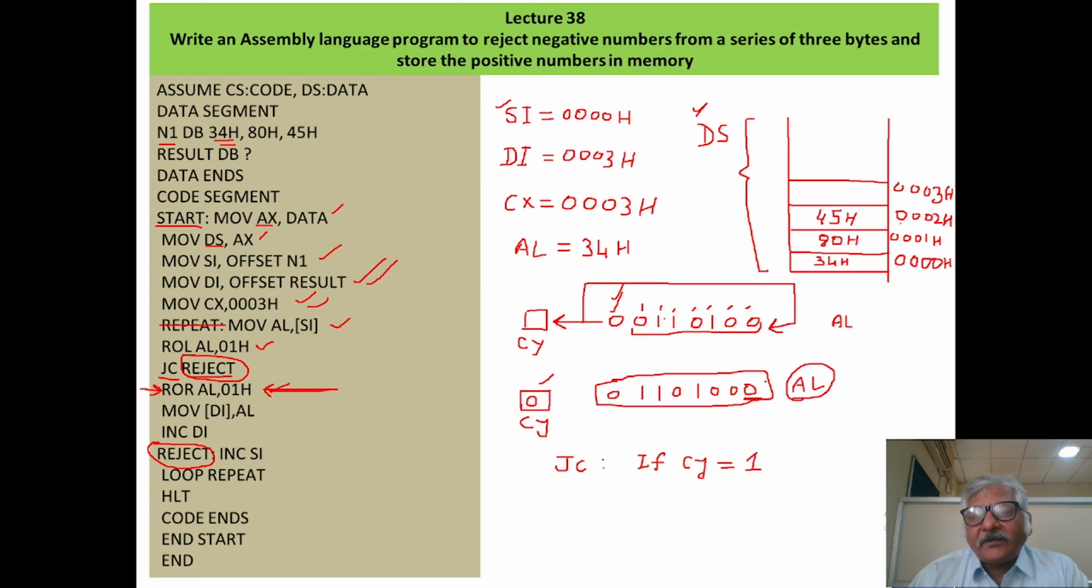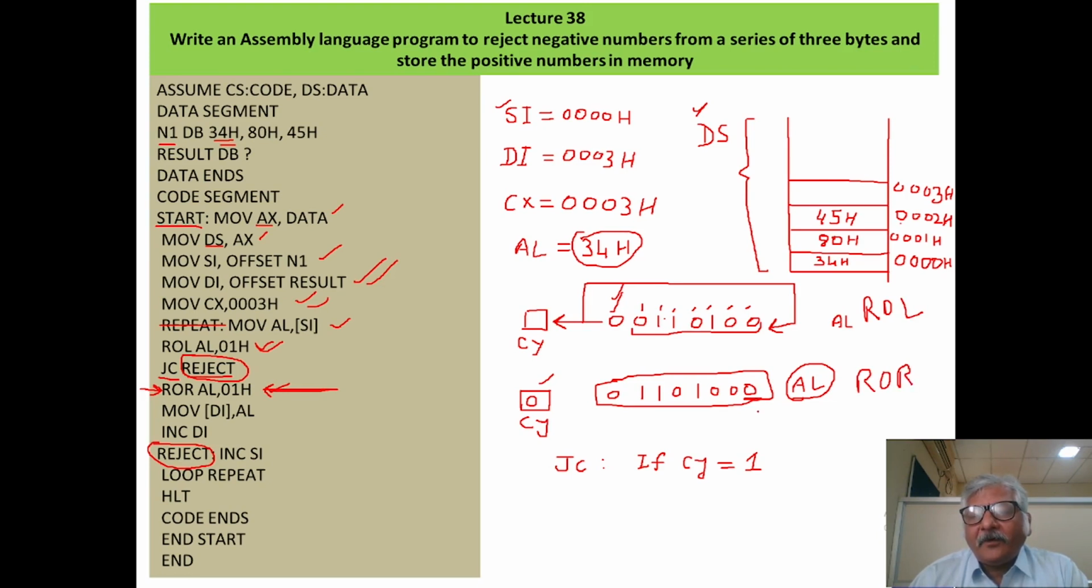So in AL, right now we have this number because the ROL instruction has already been executed. The number in AL has been changed. Earlier in AL we had 34, but now due to the ROL instruction, the value of AL has changed. So we will now perform the ROR operation, because here we performed ROL, and now we will perform the reverse of ROL, that is ROR.